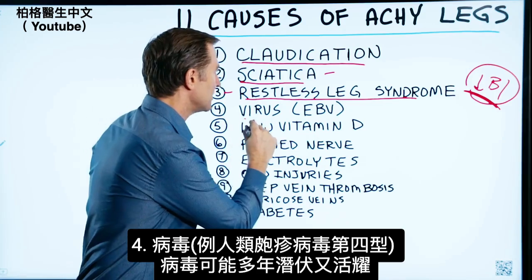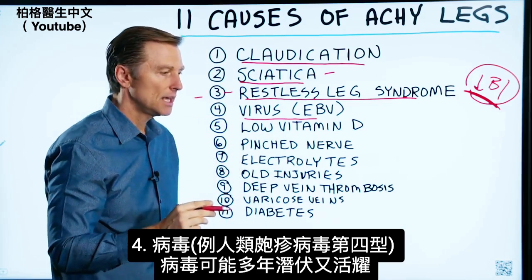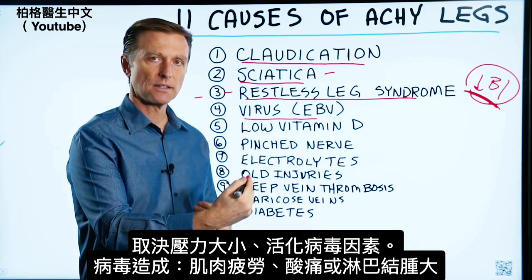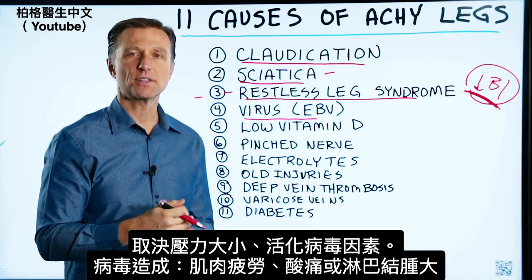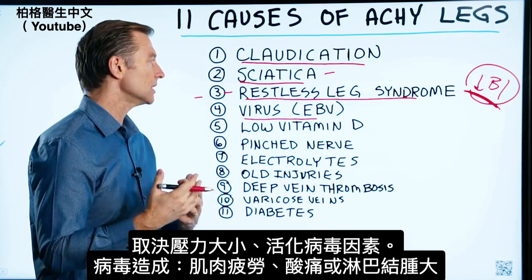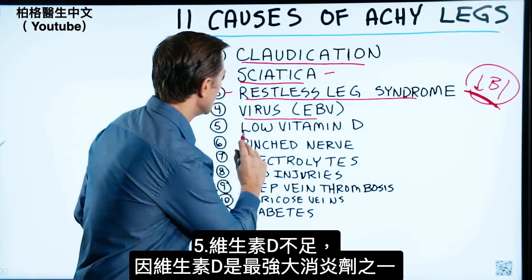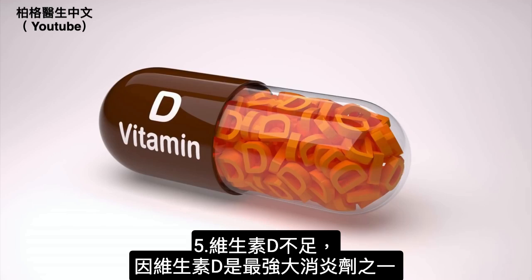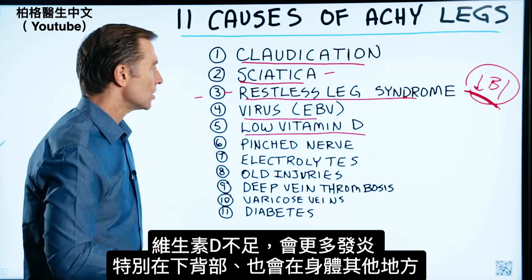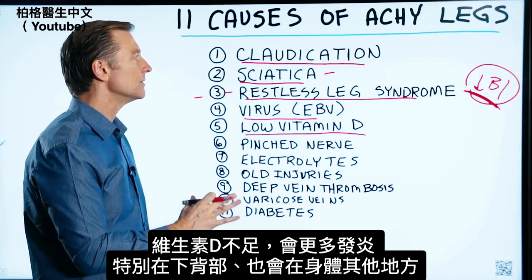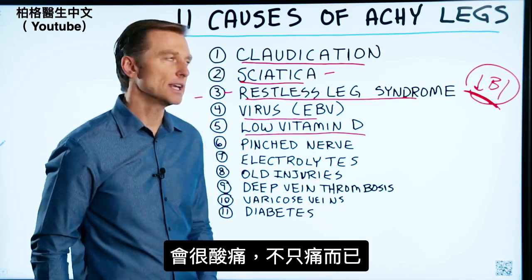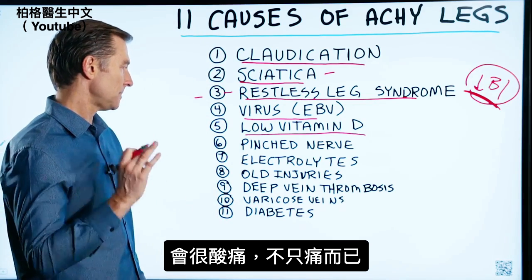Okay, number four, viruses. Like an Epstein-Barr virus, can come in and out of remission over the years depending on your stress level and what activates it, and that can create various symptoms: fatigue, achiness in the muscle, or swollen lymph nodes. Okay, number five, low vitamin D. Why? Because vitamin D is one of the most powerful anti-inflammatories. So if you're low in vitamin D, you're going to have more inflammation, especially in the lower back, but it can be anywhere in the body, and it can also show up as achiness, not just pain.